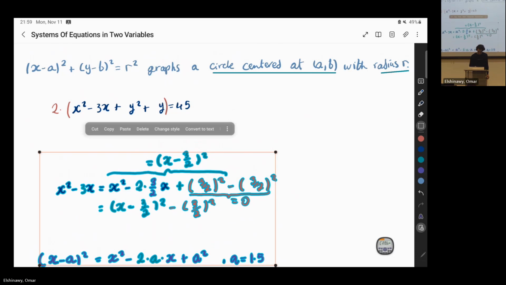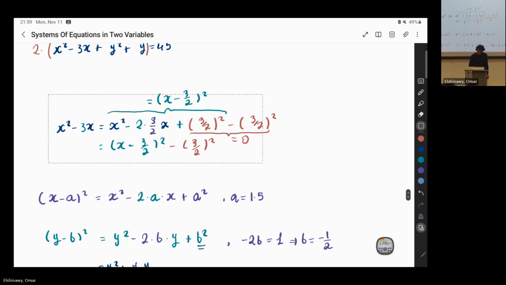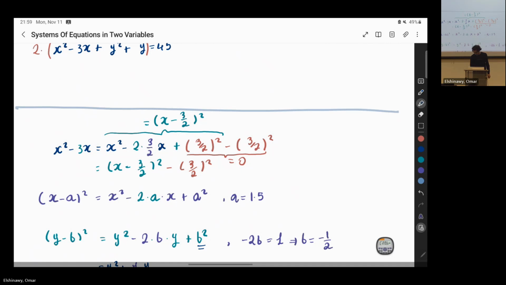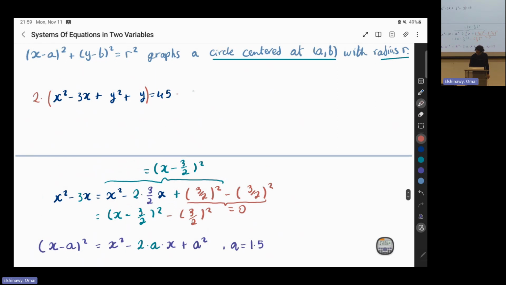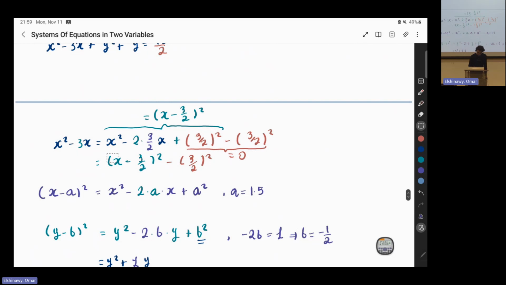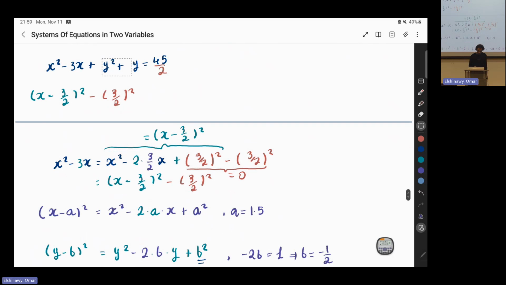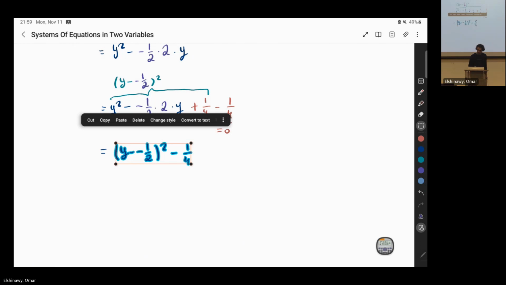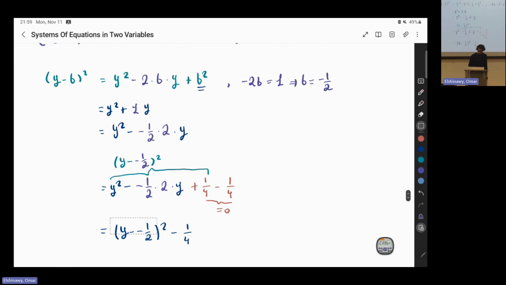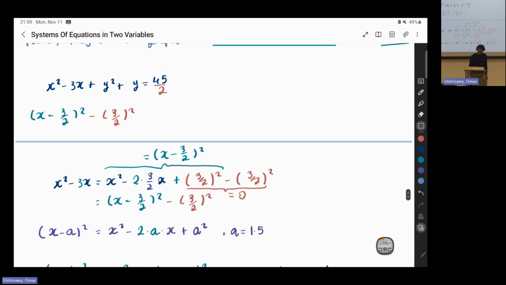Just give me a moment. This was my original expression. So this is going to be equal to, I hope you don't mind if I divide by 2 on both sides, 45 divided by 2. Now I can replace x squared minus 3x with this, right? And I can replace y squared plus y with that thing. I did the same thing for x squared minus 3x. Remember, we're adding these two values. Then this is equal to 45/2.